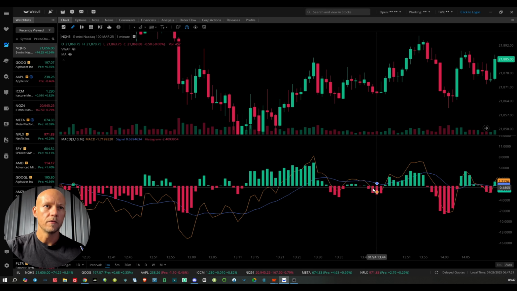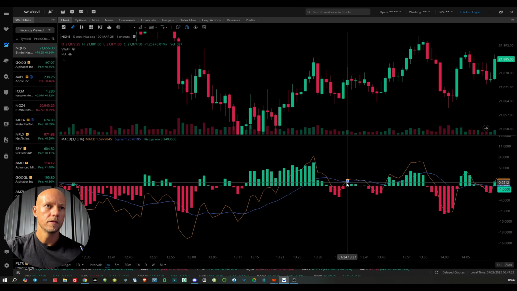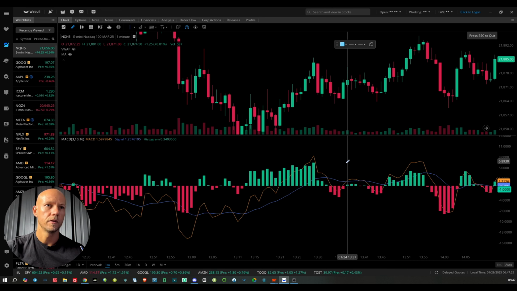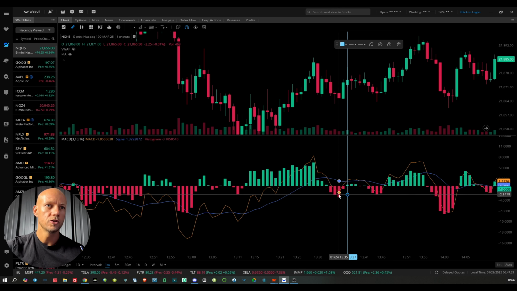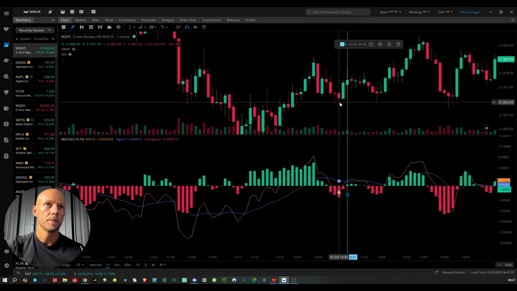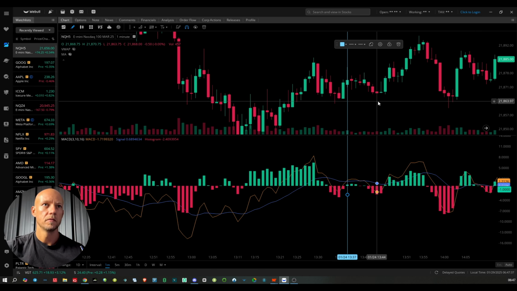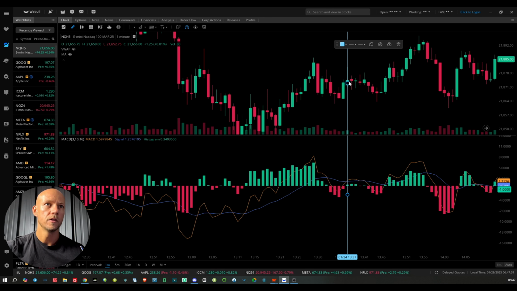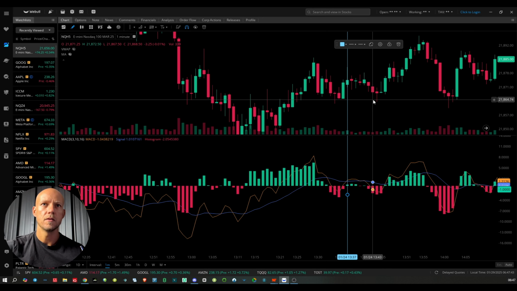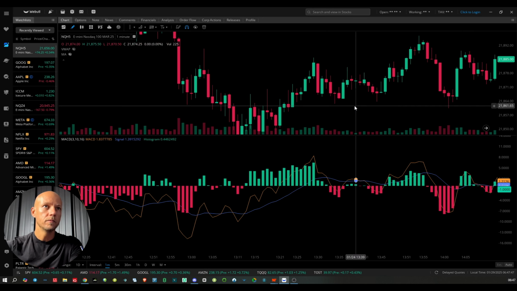Blue line is above 0. Cross. Let's plot the thing. That's the plot long. Stop is here at this turn. We just stop below that candle or this candle. Could have stopped out there. That's a 10-point risk stop loss you could have taken.